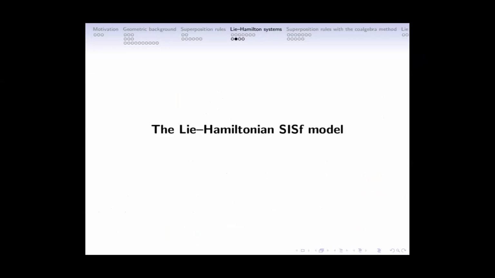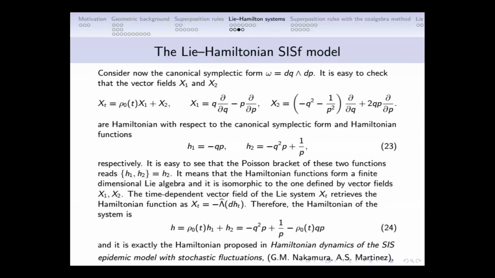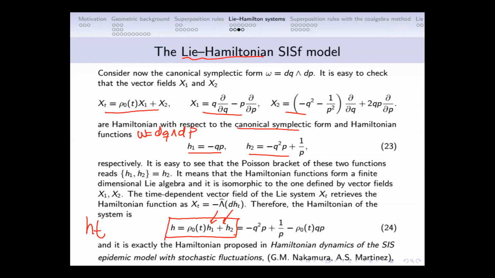So I wanted to show you how to derive solutions again using the coalgebra method, but I don't have time, so I will just show you that this system with fluctuation is actually a Lie-Hamiltonian system. So these were the fields, and with respect to the canonical symplectic form, you can find these 2 functions, and these 2 functions can be written here. And you will have the time-dependent Hamiltonian that will split, again, as a finite dimensional Poisson algebra with time-dependent coefficients.